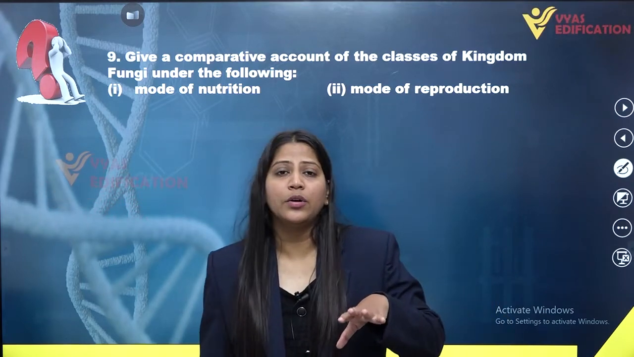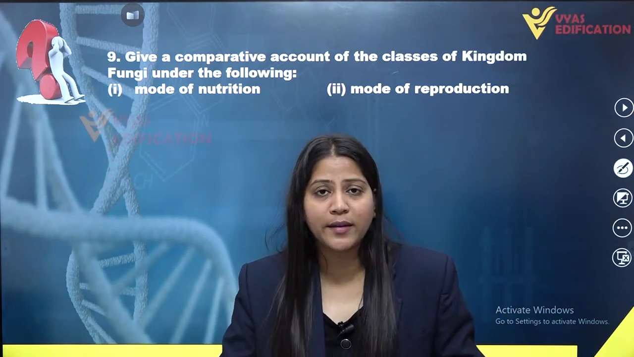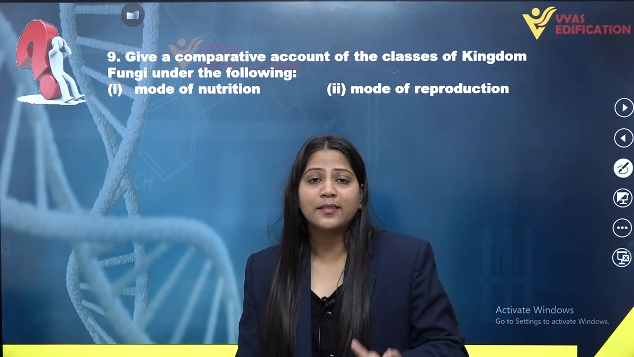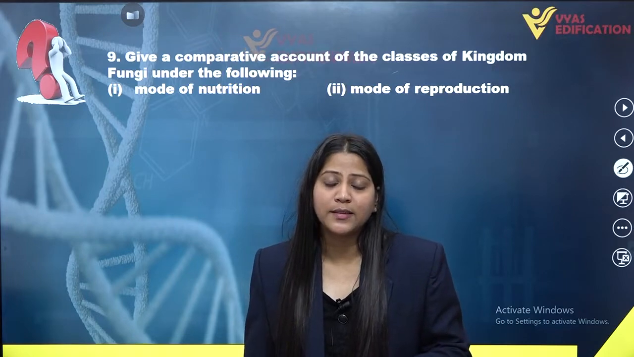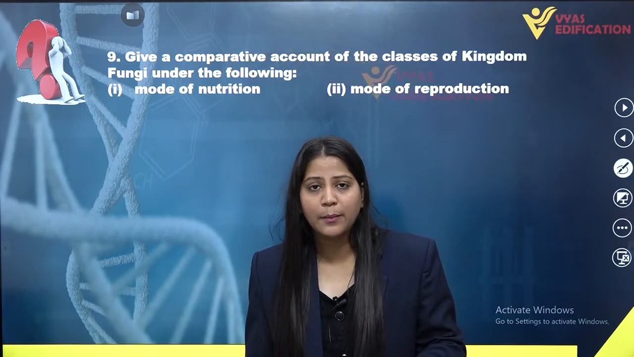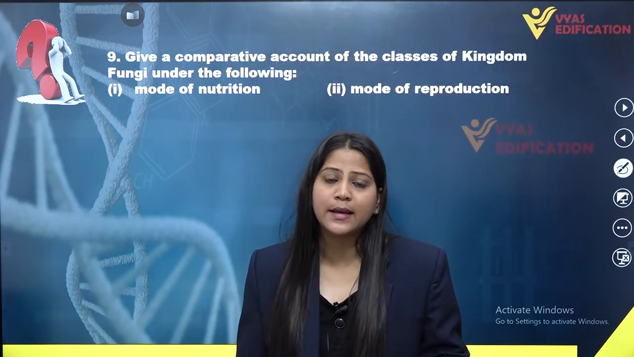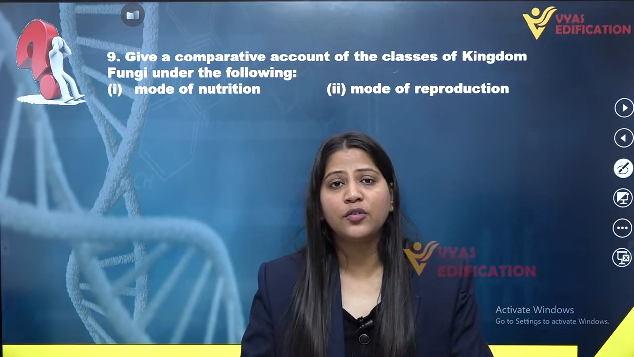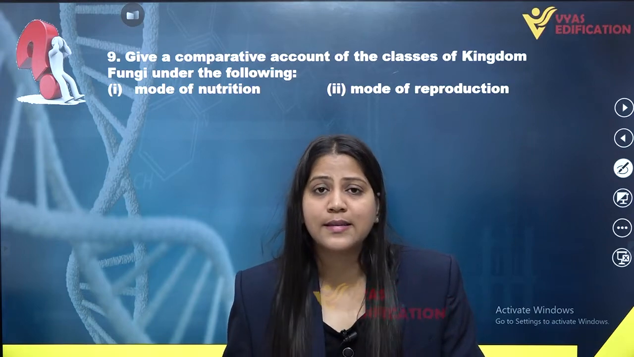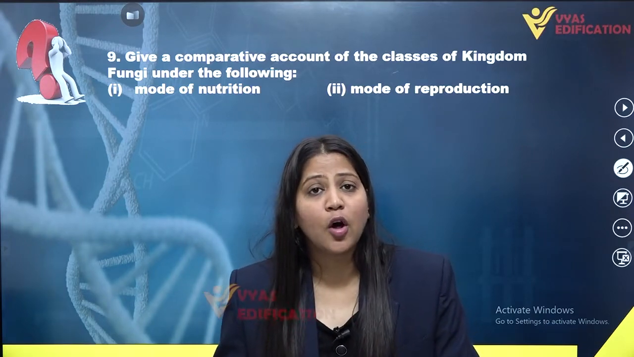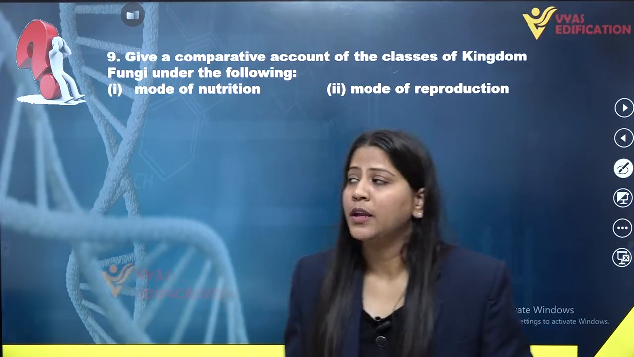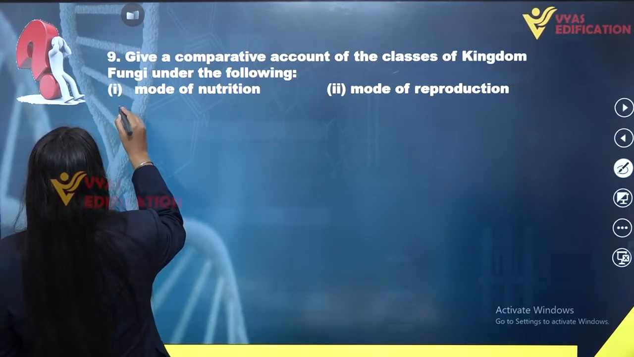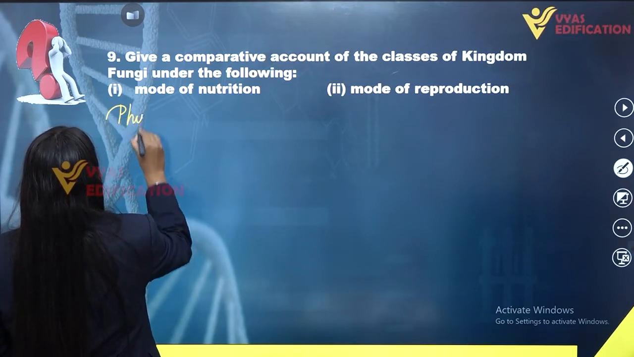If we talk about sexual reproduction in Phycomycetes, yes, they can reproduce sexually, and the sexual reproduction in Phycomycetes can be isogamous, oogamous and anisogamous as well, which results in the formation of thick-walled zygospores. So this is all about Phycomycetes. Now we will write the first class of kingdom fungi, that is Phycomycetes, here.